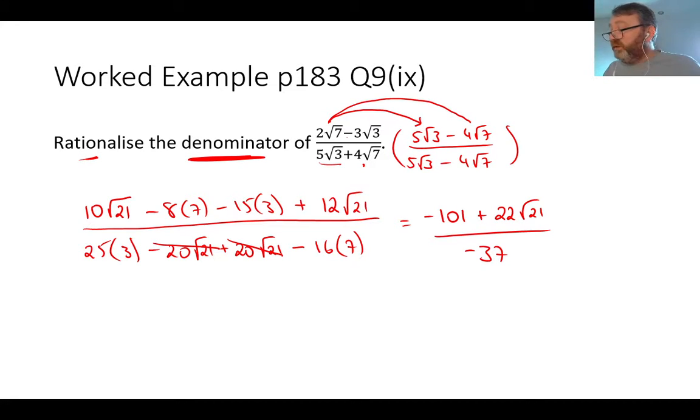Now, could you simplify this any further? Well, that's up to yourself. Unless minus 37, there's an all or nothing rule. Unless 37 will cancel with both the 101 and the 22, then there's nothing you can do. And this doesn't, because 37, 101, 22, they don't have any common factor. So that is the final answer.